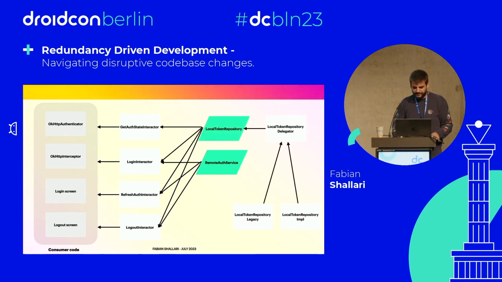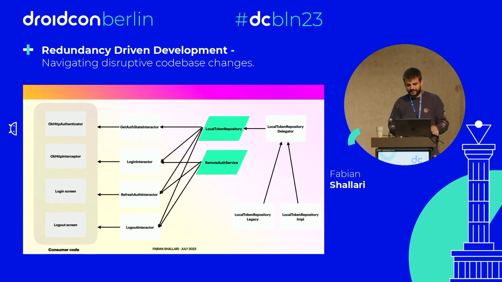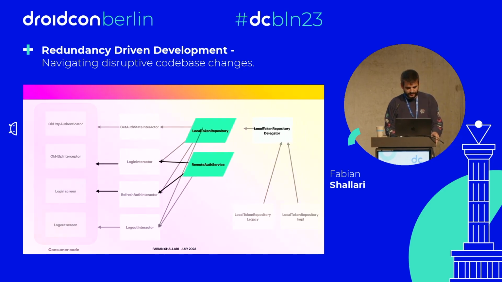We do the same thing for the local token repository. So we have a delegator which can save and introspect the tokens of the old system and save and introspect the tokens of the new system. So interface and delegation here as well.